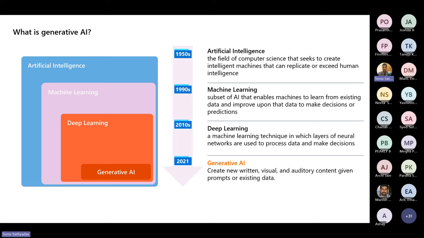Deep learning is another kind of AI technology that is most popular nowadays because of Gen AI technologies. It's a machine learning technique in which layers of neural networks are used to process the data and make decisions. All the modern AI services, including Gen AI, use deep learning technologies, which are multi-layer neural networks analyzing the data and producing the responses.